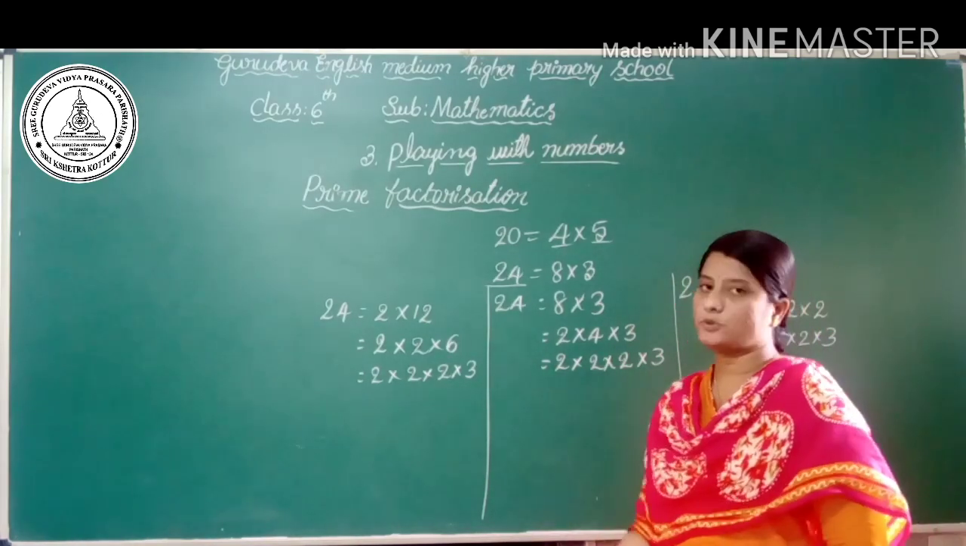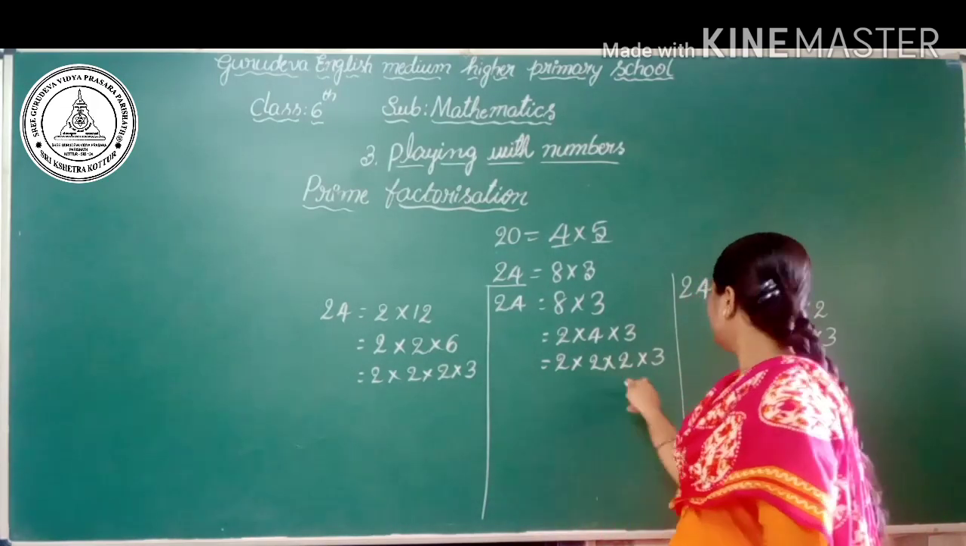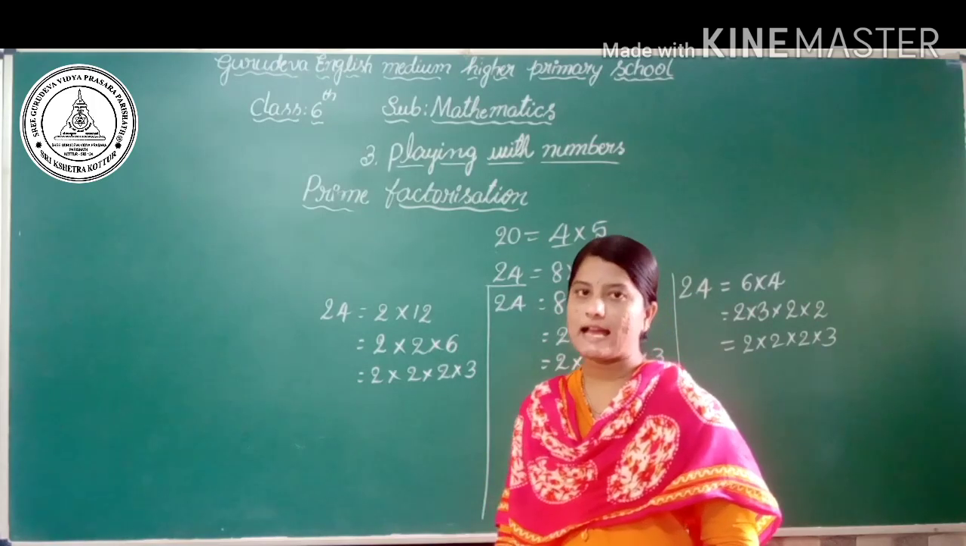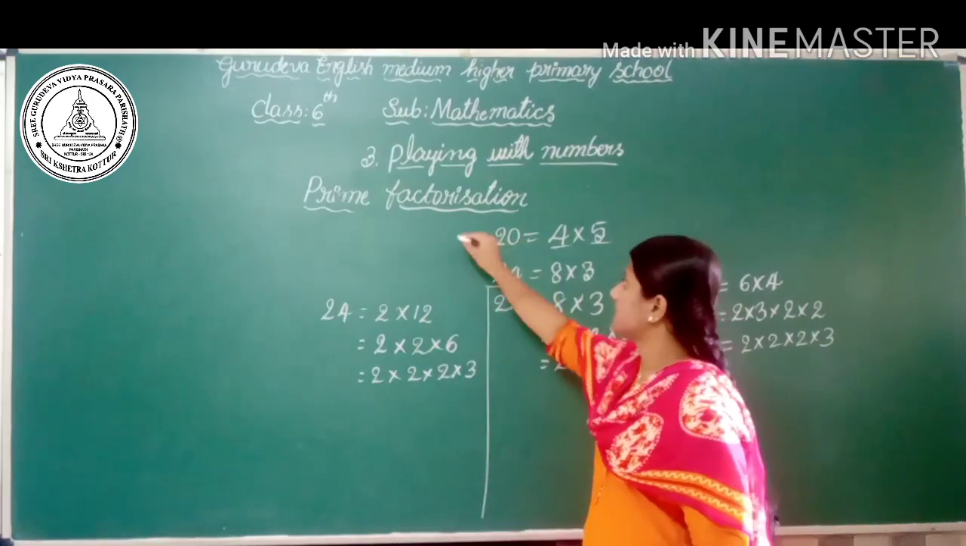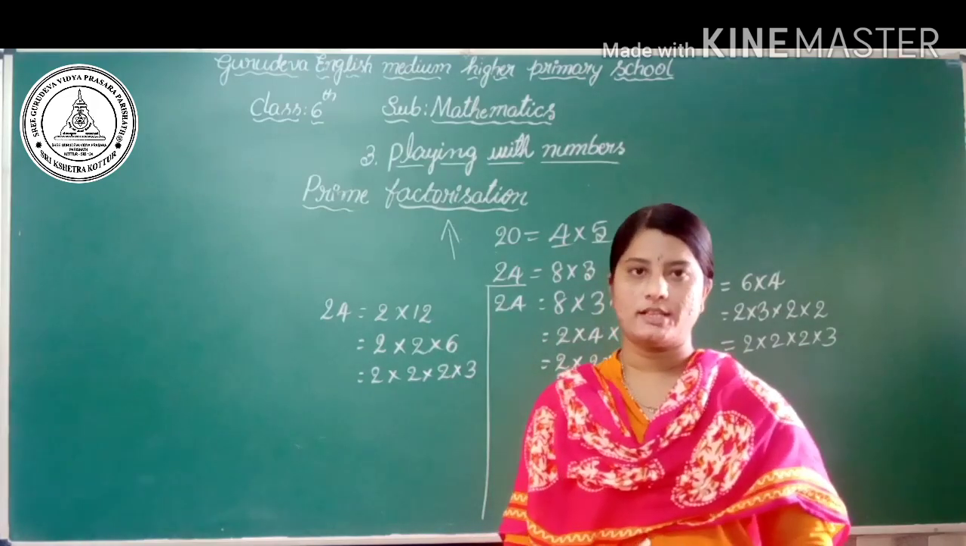In this, you can observe in these factors, 2 and 3 are the prime factors here. So this factorization is called prime factorization.